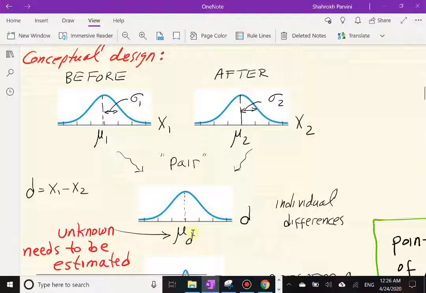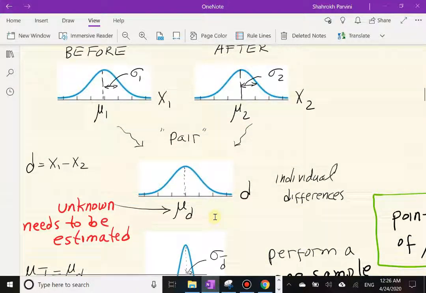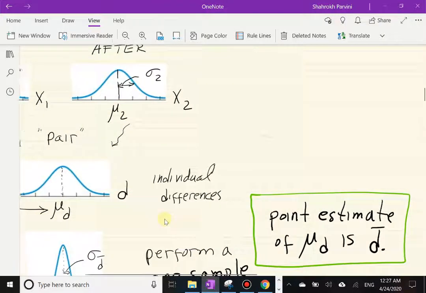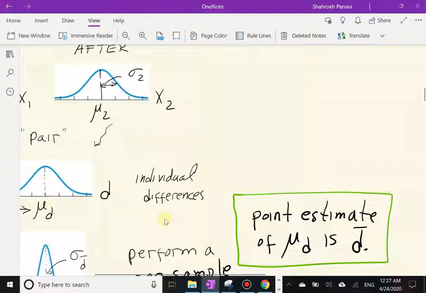So here the center of this distribution is mu d for difference, which is mu1 minus mu2. Now, this mu d, by the way, the average difference between the scores in the population, is unknown and needs to be estimated. So how are we going to estimate it? A point estimate of mu d is d bar. That means we're going to choose a sample and look at the average sample difference. That average sample difference represents the average difference in the population.